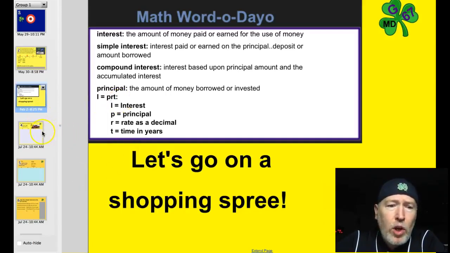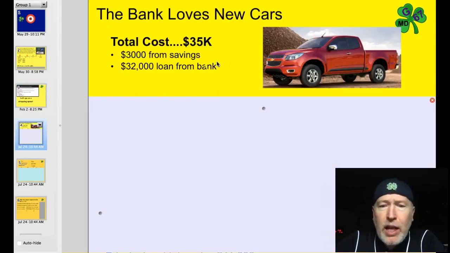All right, let's go on the ultimate shopping spree and buy a Chevy Colorado. Connor was looking at buying this truck recently. The total cost was $35,000. That was the sticker price in the window. He had $3,000 in his bank account, so the total amount he would have to borrow from the bank would be $32,000. So $35,000 minus the $3,000 in savings. So he's got $32,000 to loan.